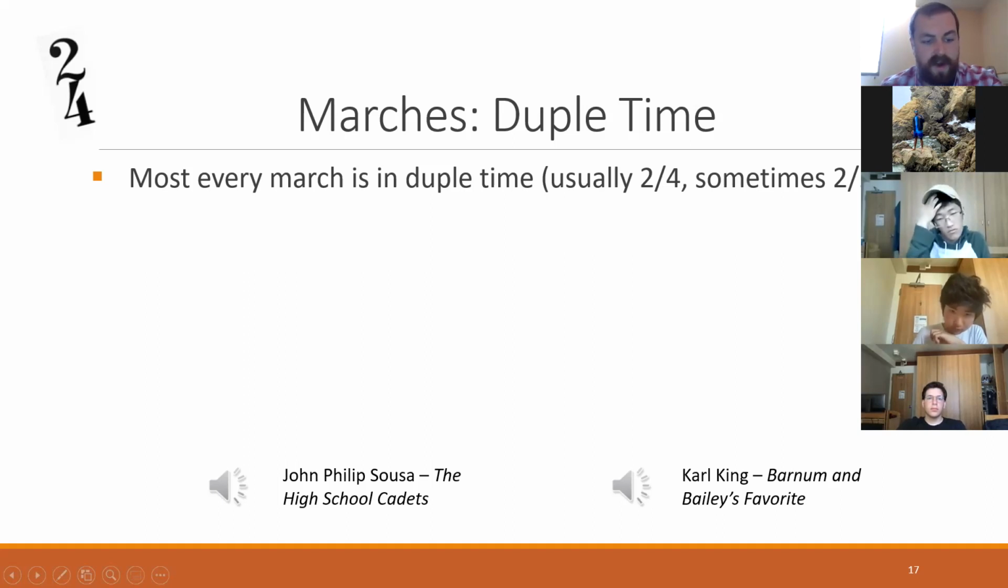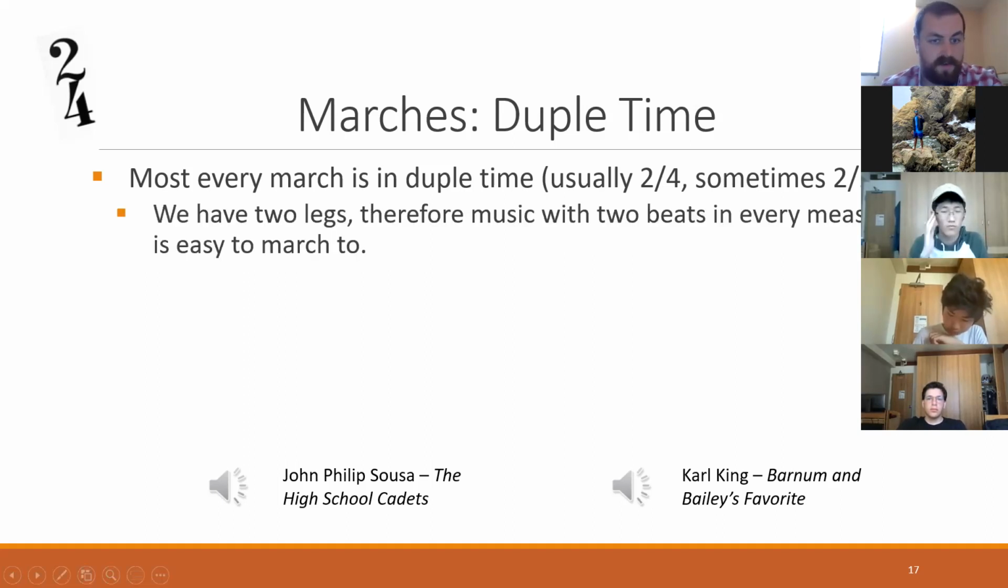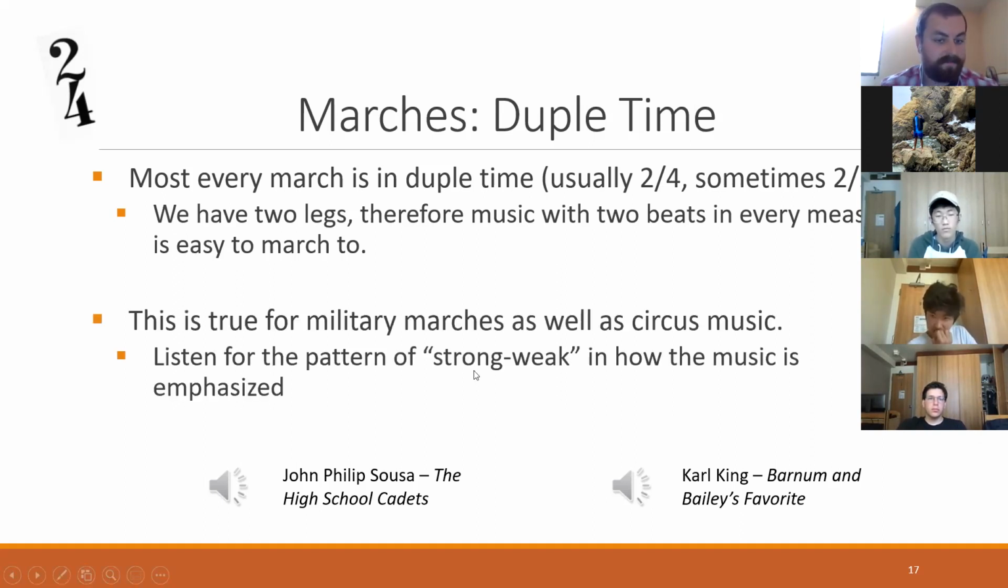Now you may be going, well, why is it in 2 and not in something else? Well, we have 2 legs. That's basically the reason for it. Music we're going to be marching to, it's easy if every measure is left, right, left, right, left, right. That is exactly why marches are in duple time. It allows the music to help make the physical act of marching in a parade easier to handle. This is true for military marches as well as for circus music, actually.